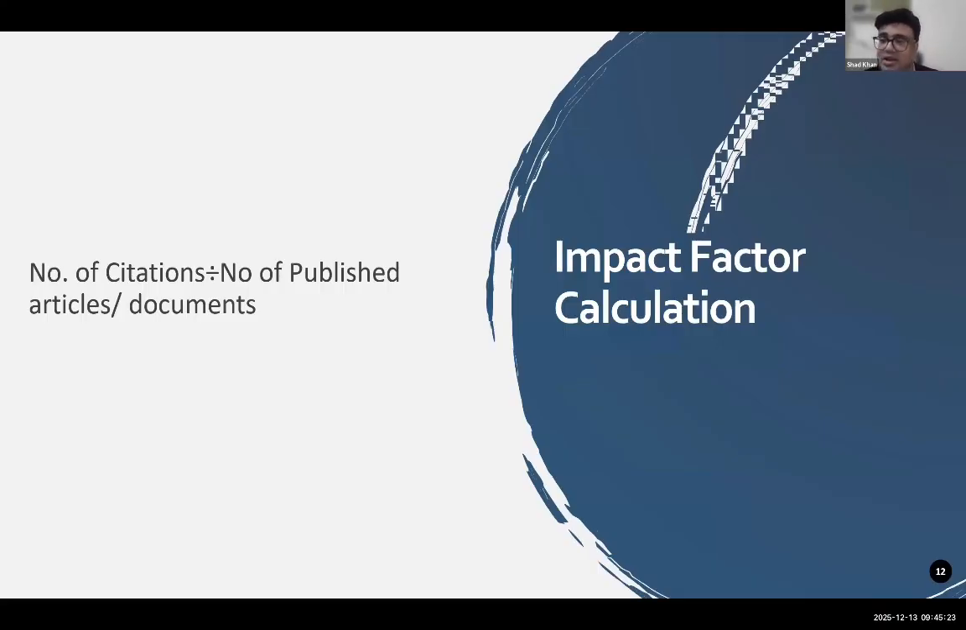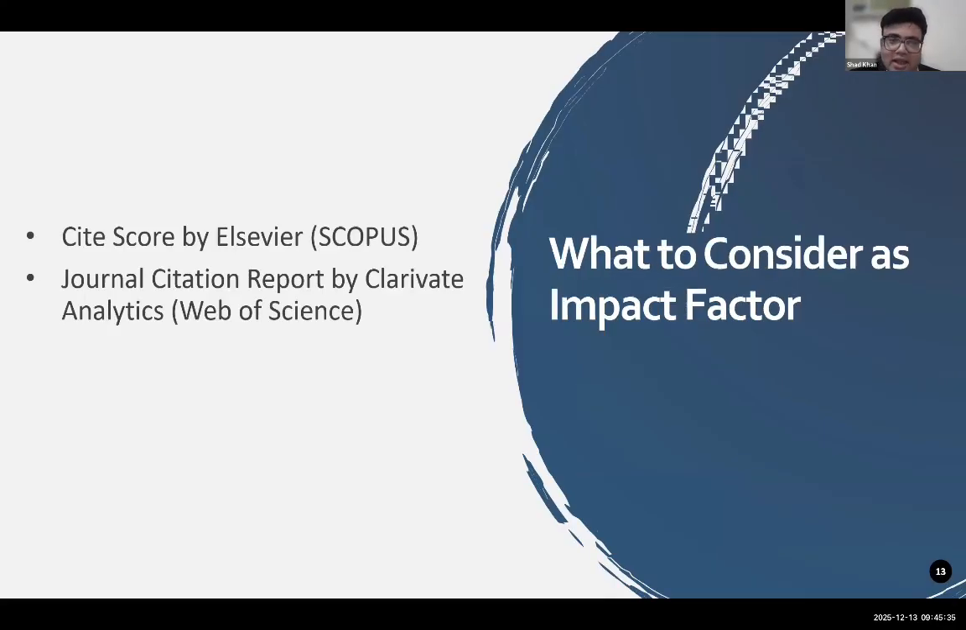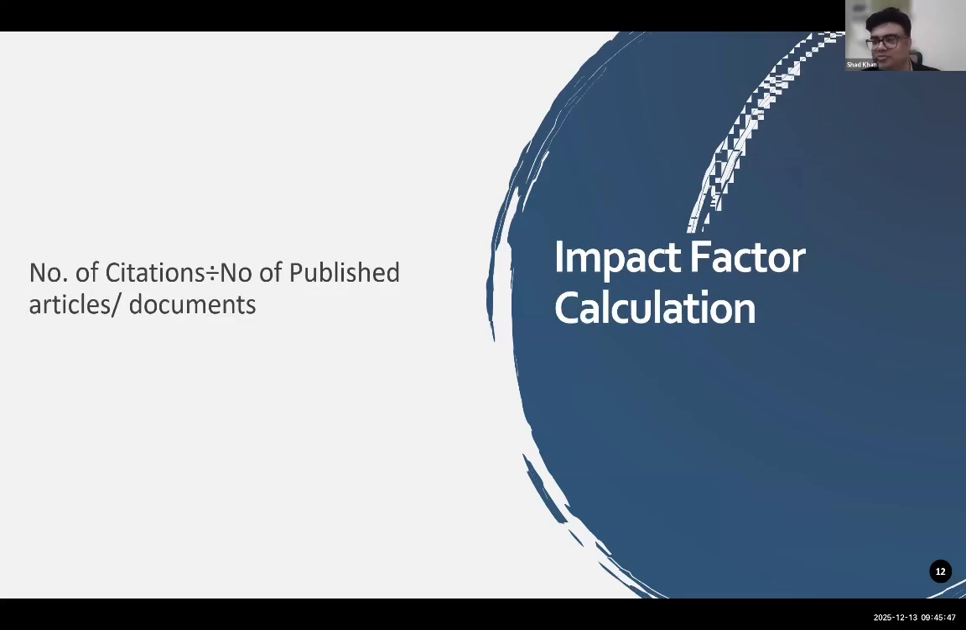For some agencies, it is a 3-year time frame. For some agencies, it is a 4-year time frame. But there are only two agencies in the world whose impact factor is considered authentic, genuine, and reliable. They are CiteScore by Elsevier, which we know as Scopus, and the second one is called Journal Citation Reports by Clarivate Analytics, which we refer to as Web of Science. The formula for either of them is the same: the number of citations, that is, how many times the total number of papers are cited, divided by the number of published articles. This is called impact factor.